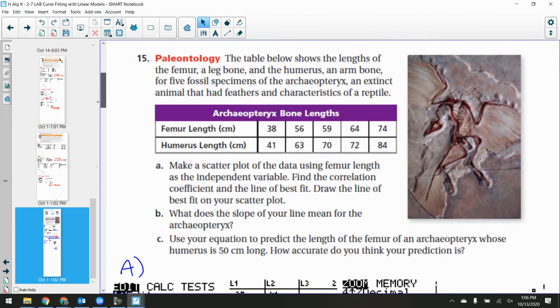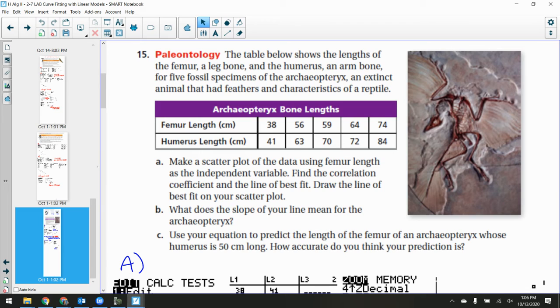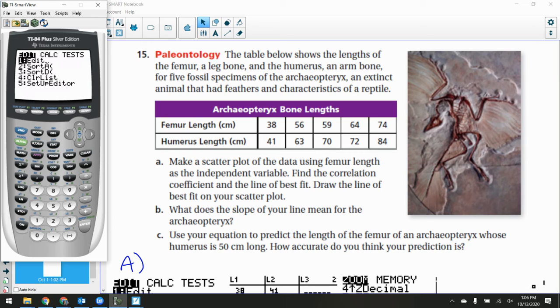All right, and now let's talk about 15. The table below shows the length of the femur bone, or leg bone, and the humerus, an arm bone, the funny bone, for 5 fossil specimens of the Archaeopteryx, an extinct animal that had feathers and characteristics of a reptile. Okay, so we got femur length as it relates to humerus length.